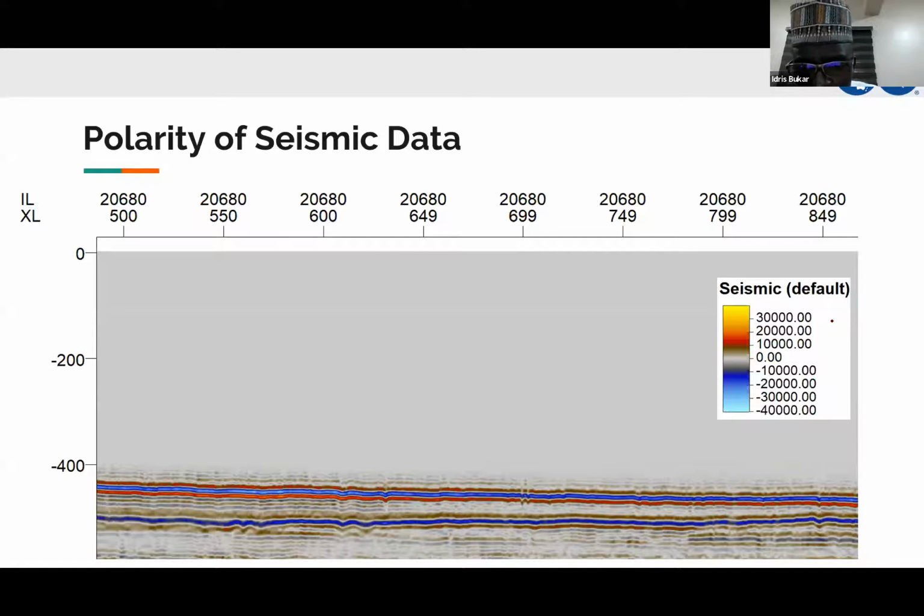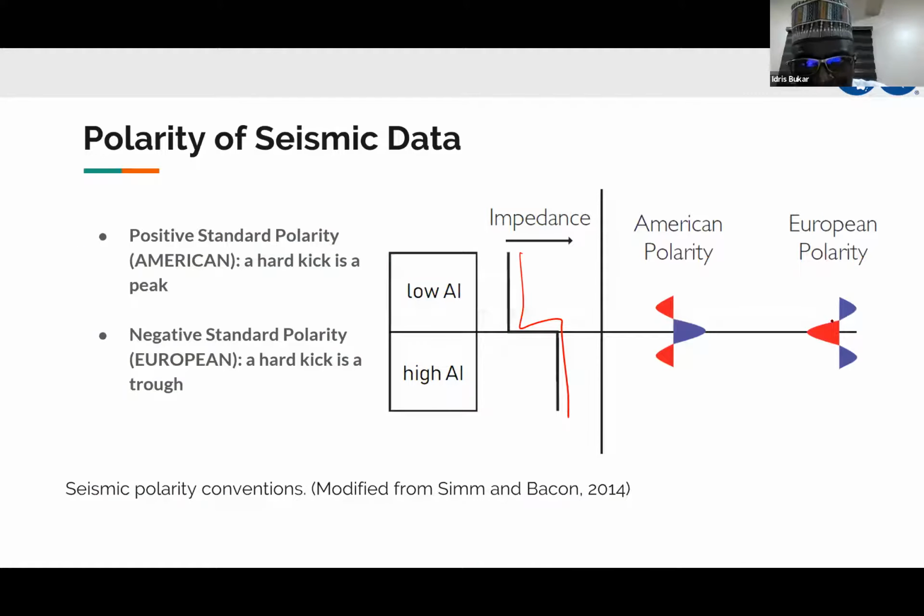So this is the issue, right? Because of these two conventions that are concurrently being used around the world, when you have a data set, you have to check the polarity of your data before you go on interpreting. Because I'm sure you can imagine the consequences for not knowing the polarity of your data.